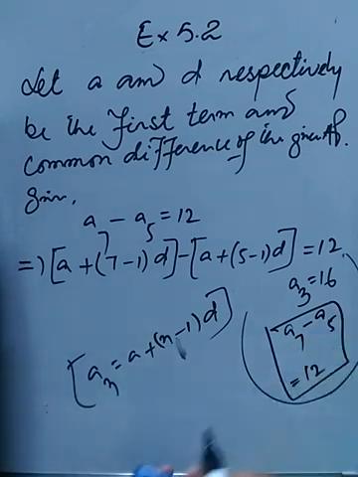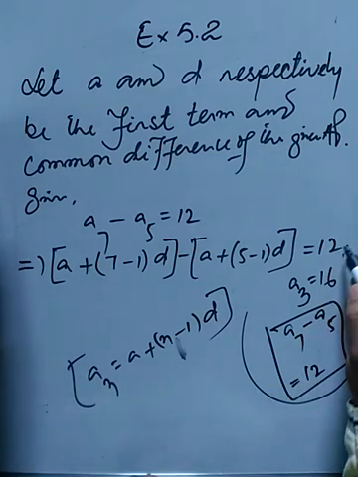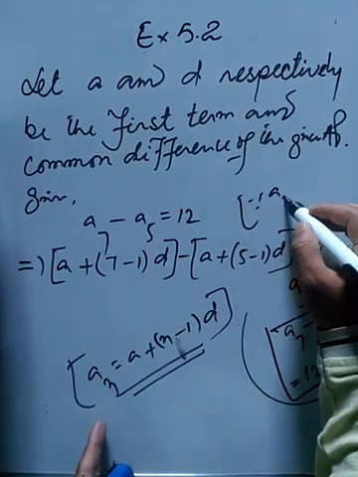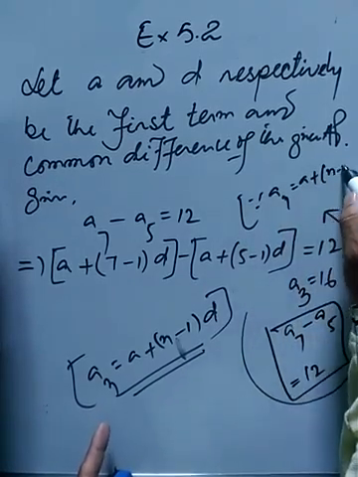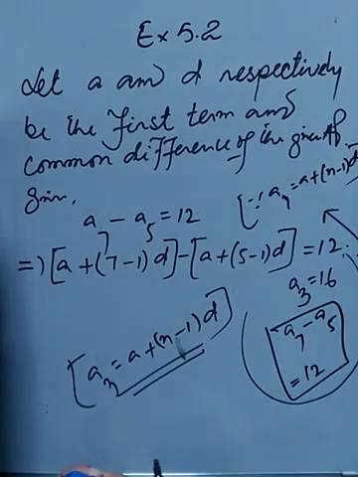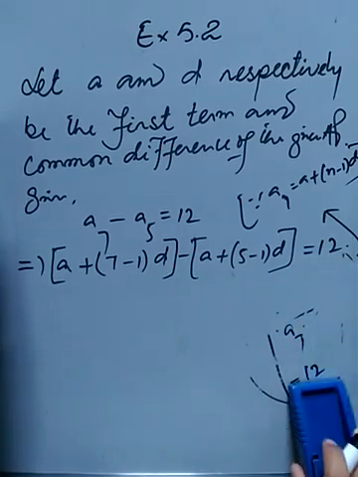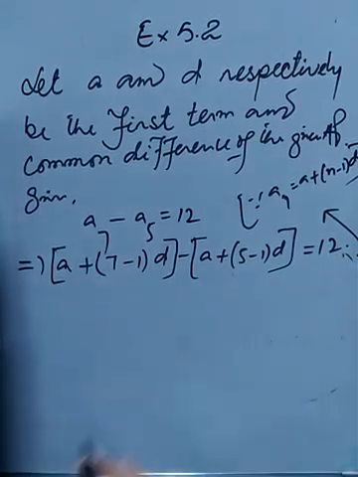Let me tell you one thing. Besides this step, you can write this formula like this. Since an is equal to a plus (n minus 1) whole d, in this way you can write a3 is 16. Okay, so let us continue now.